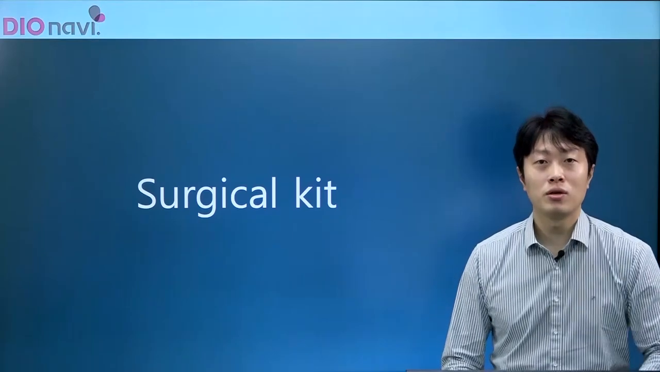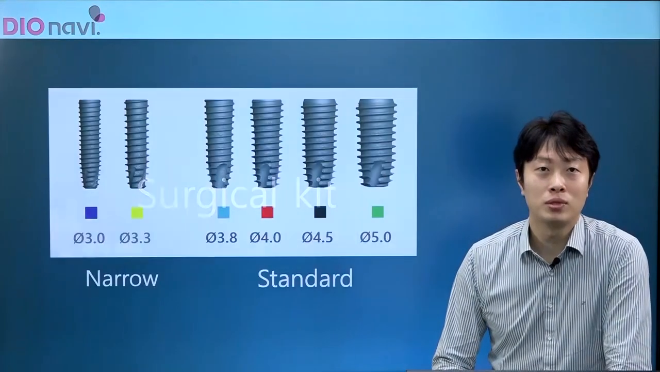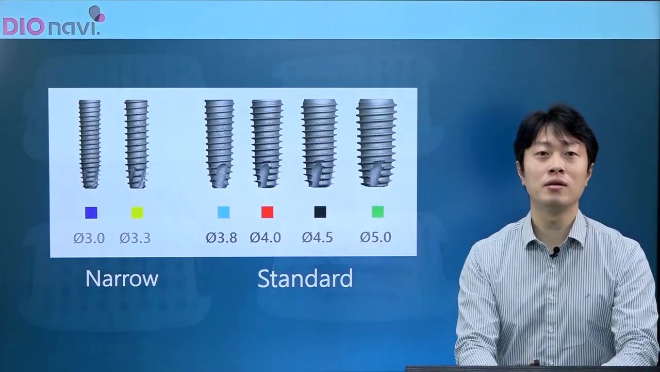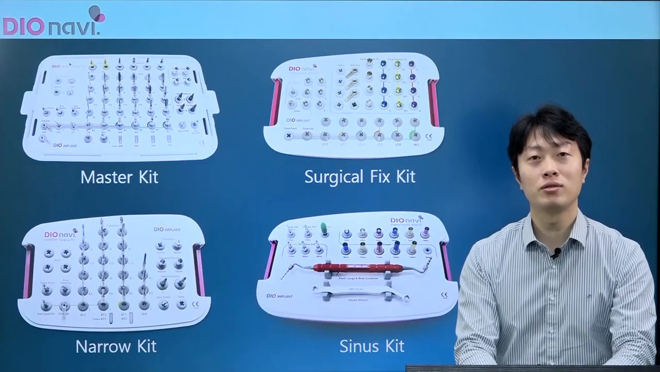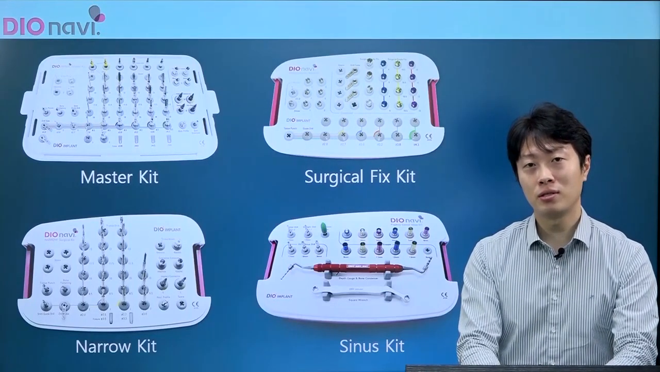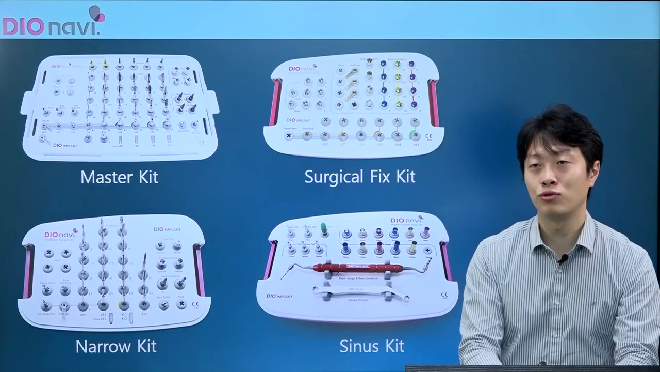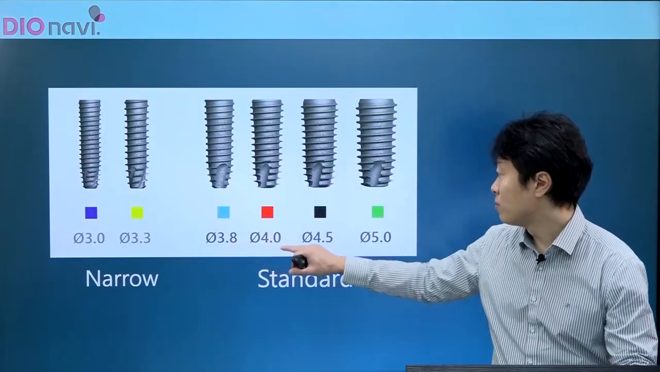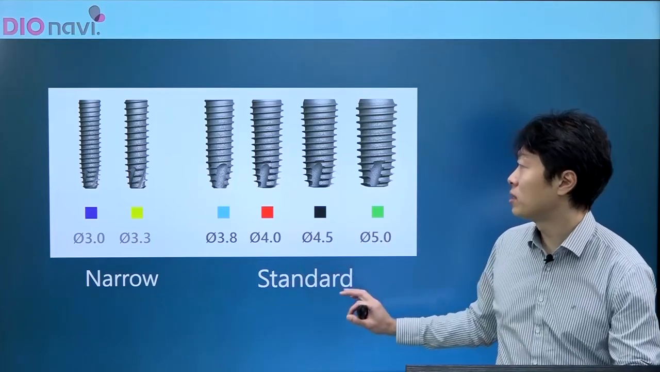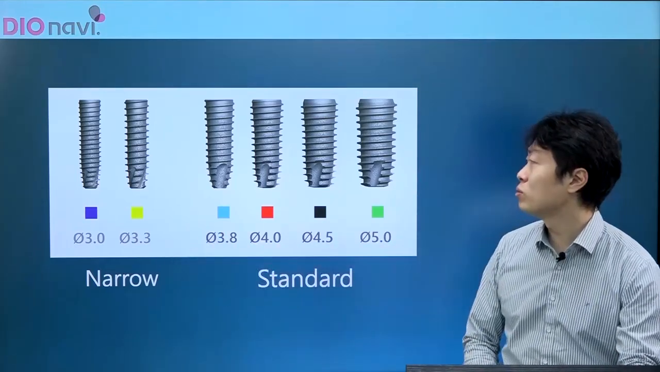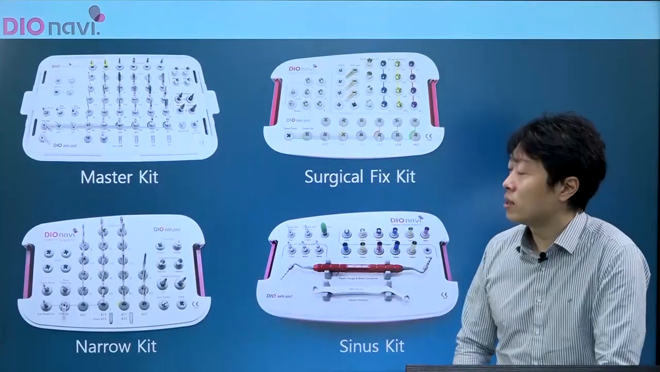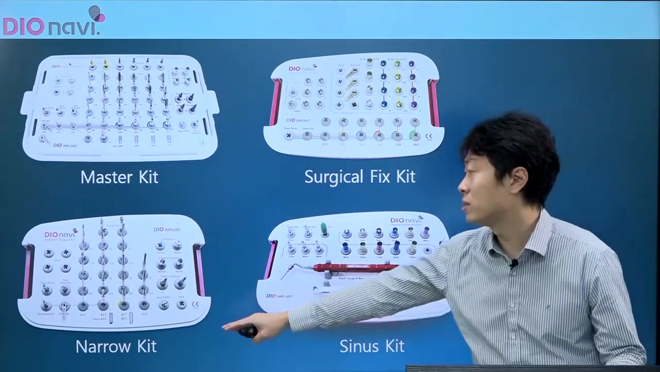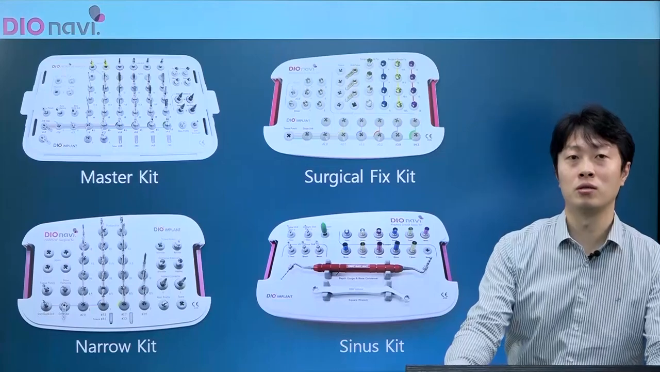Now let's go over the surgical kit used in surgery one by one. The DIOnavi fixtures are broadly divided into the narrow type and the standard type. Depending on the type, the choice of surgical kit varies. We need to pay attention to the fact that the surgical kit varies depending on the fixture. In general, as mentioned earlier, diameters of 3.8, 4.0, 4.5, and 5.0 are of the standard type, and diameters of 3.0 and 3.3 are of the narrow type. When placing implants of the standard type, you should use the master kit. When placing implants of the narrow diameter, you should have the narrow kit ready to perform surgery.